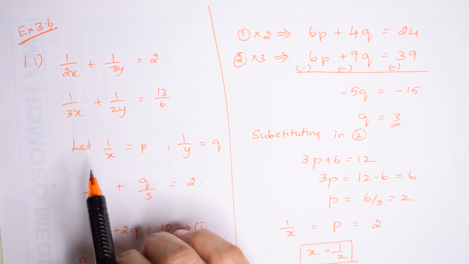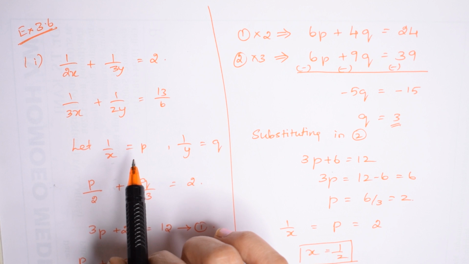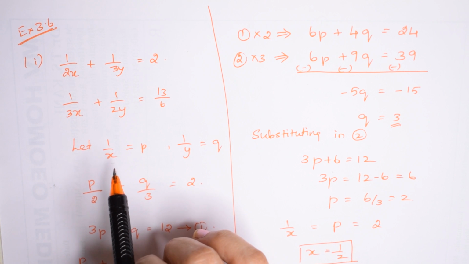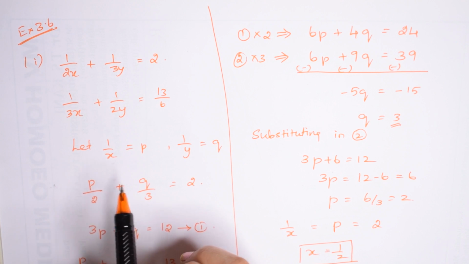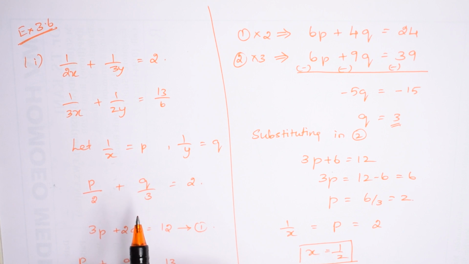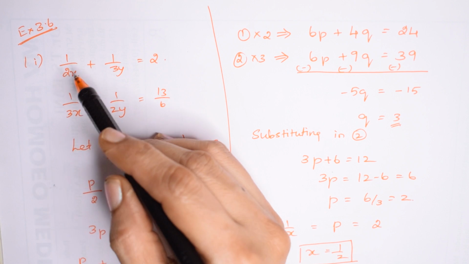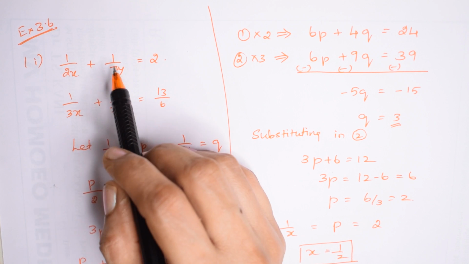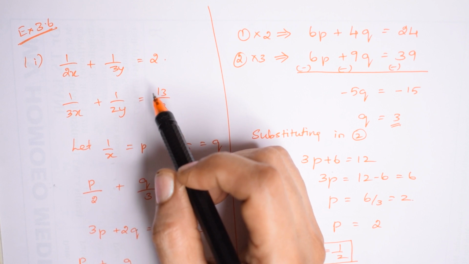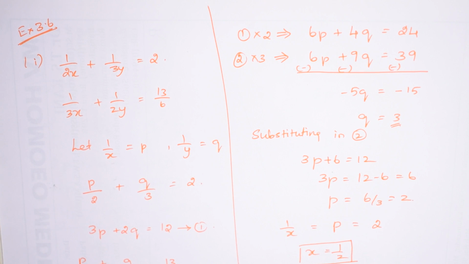For that, we are introducing new variables called p and q, or any name. Here we usually use p and q when x and y are not available. So we introduce new variables p and q as 1 by x and 1 by y. In the place of 1 by x, I am using p. In the place of 1 by y, I use q. So when I introduce those variables, in the place of 1 by x only, this 2 remains as it is. So this equation becomes p by 2 plus q by 3 is equal to 2, and that becomes the first equation.